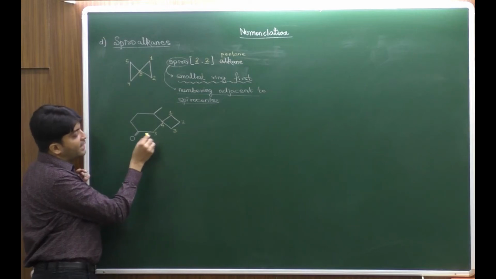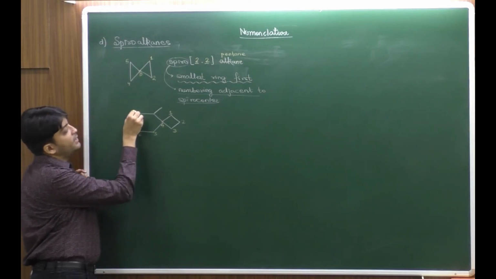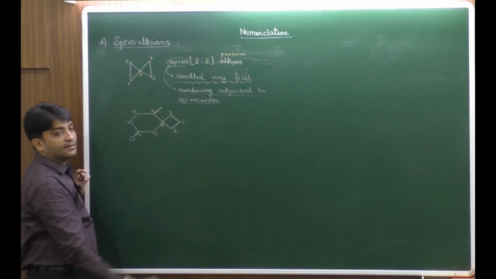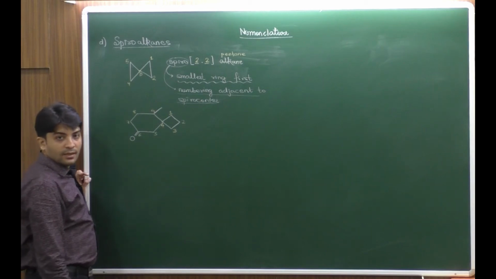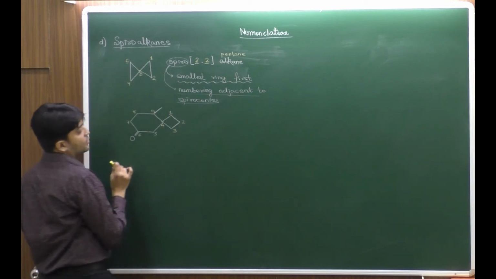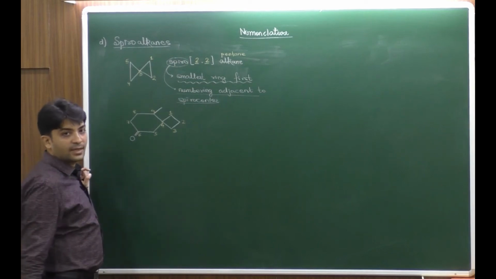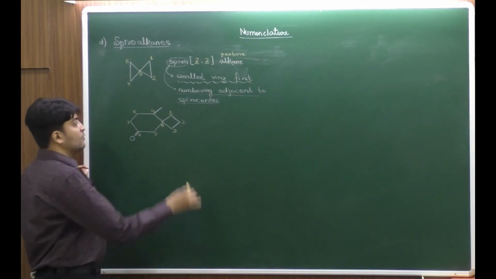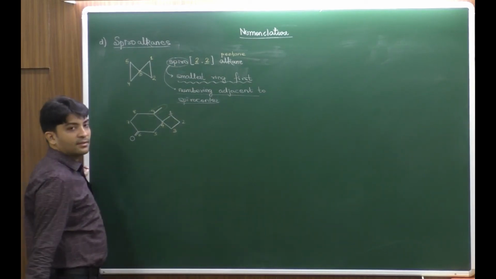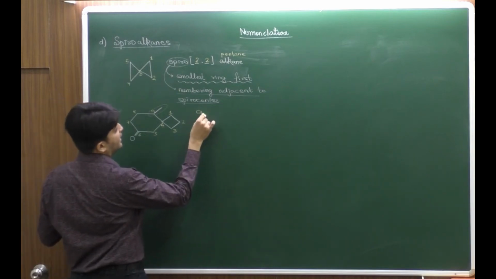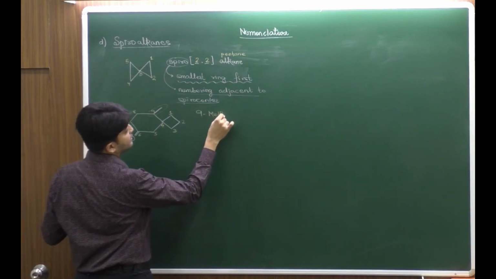So it will be 5, 6, 7, 8 and 9. This is how you complete the numbers. Now to name the compound, first you will write the substituent's name if any is present. So we have a methyl on the 9th carbon. So I will write 9-methyl.